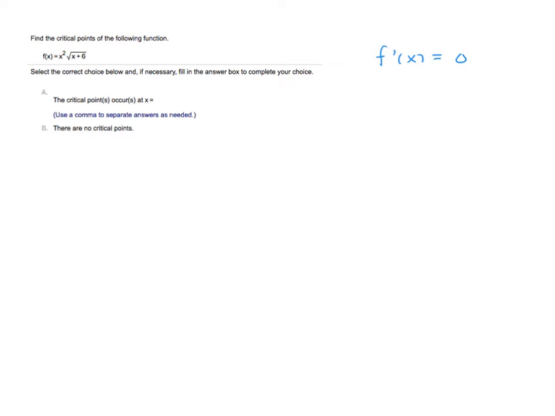For starters, we have to take the derivative of f of x. All right, so f of x, I'll just rewrite the function as x squared times x plus 6 to the 1/2 power. I'm writing it this way so I can use the product rule to find f prime of x. The derivative of a product is, well, we take the derivative of the first, which is 2x, and then we multiply that by, just copy down the second thing.